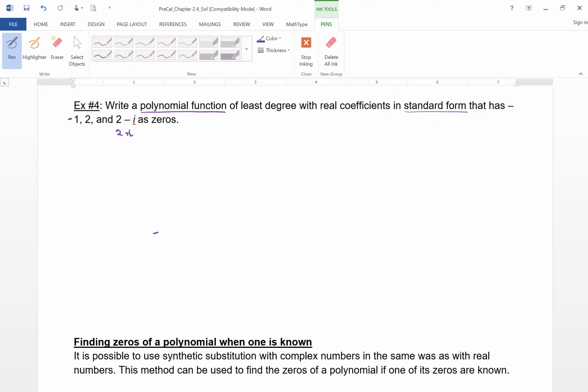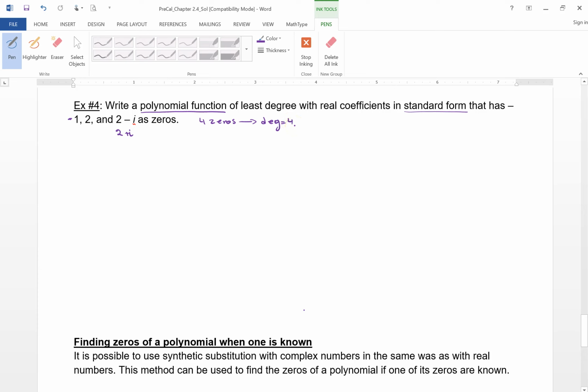So, how many total zeros are there now? 4: 2 plus i, 2 minus i, 2, negative 1. That means we're going to have a degree of 4. So it's going to be x to the 4 something something.